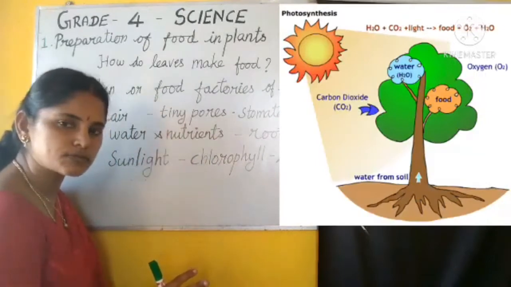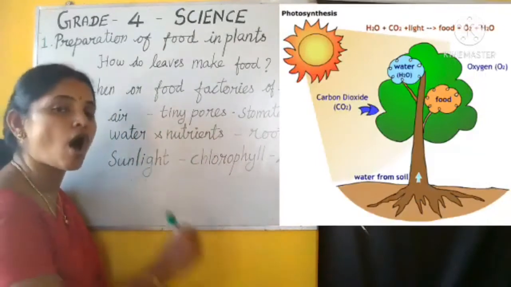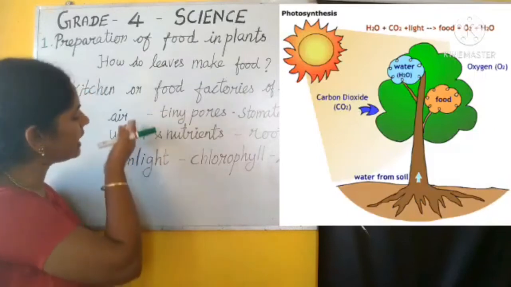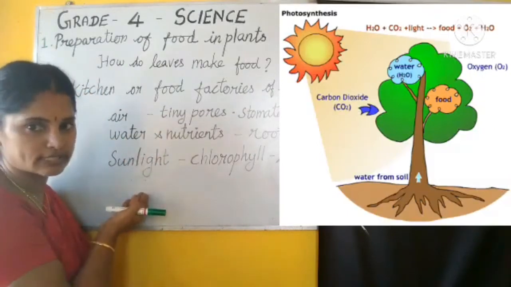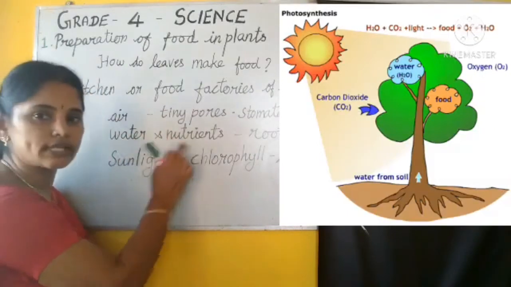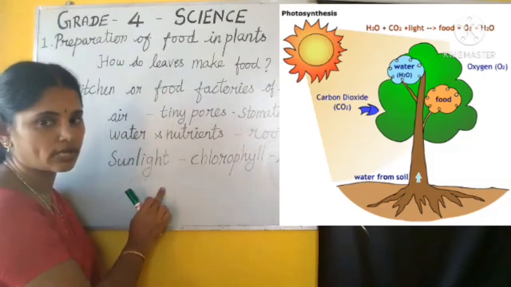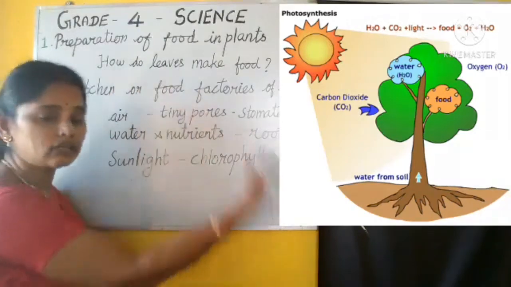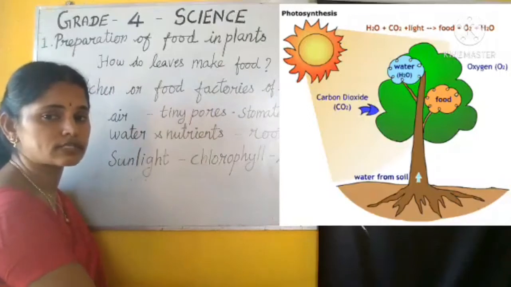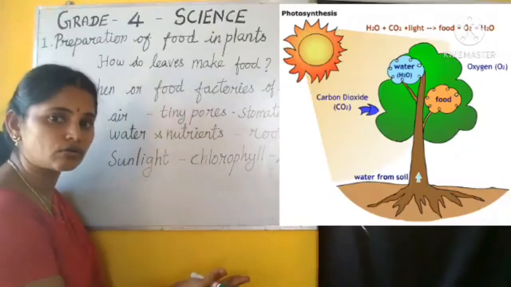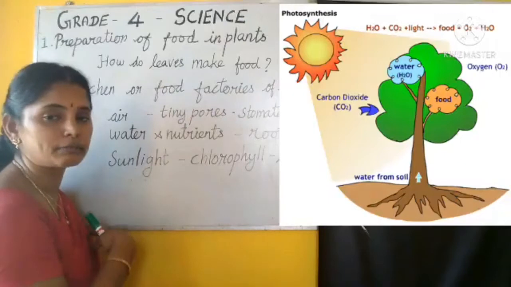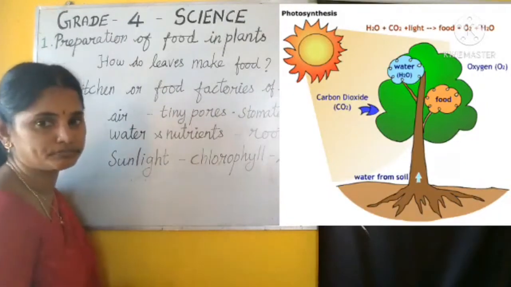What is the photosynthesis process? Preparation of food. How does the plant prepare the food? With the help of these four things: air, water, nutrients and sunlight. Okay. What is the end result of the photosynthesis process? When the work is done, what do we get? The plant prepares the food.